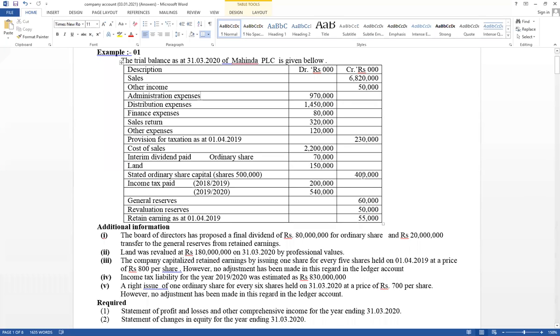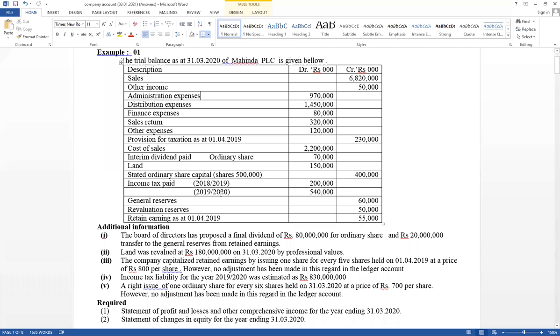Ordinary shares opening balance. Now it has given stated ordinary share capital. Opening balance is given. Here it is given the number of shares issued. Based on the money measurement concept, value should be recorded. This is the number of shares already issued to collect money. Then income tax paid amount is given for last year, last quarter paid amounts. That is the 18/19 period. And 19/20, that is the first year, this year, current year, first 3 quarters paid amounts.